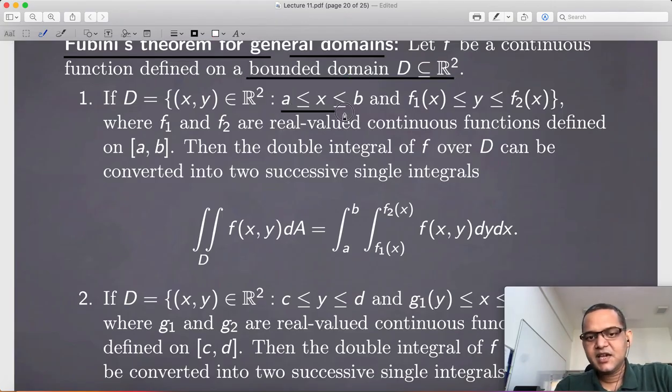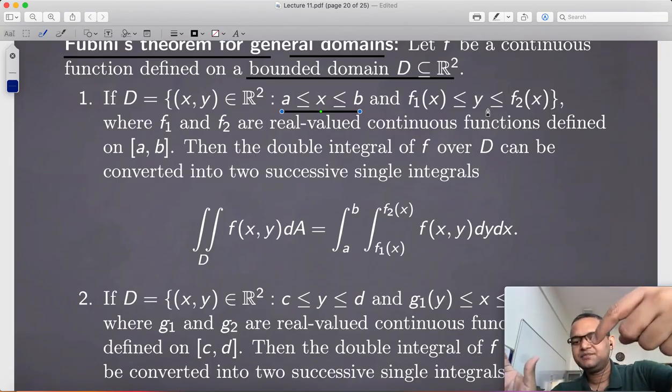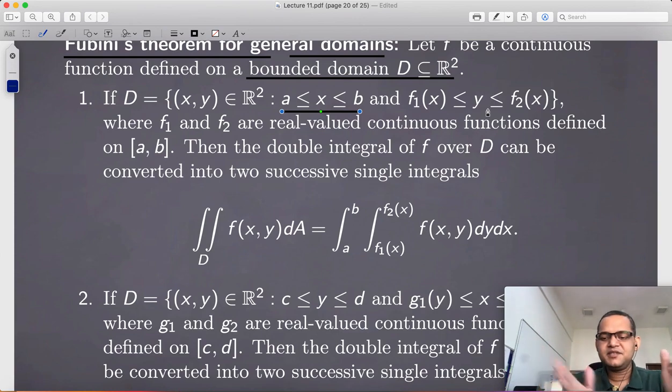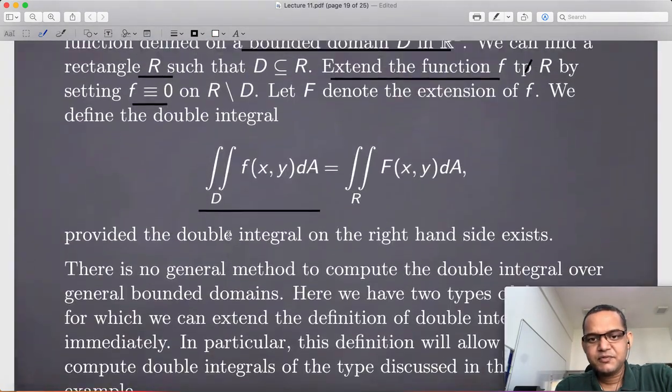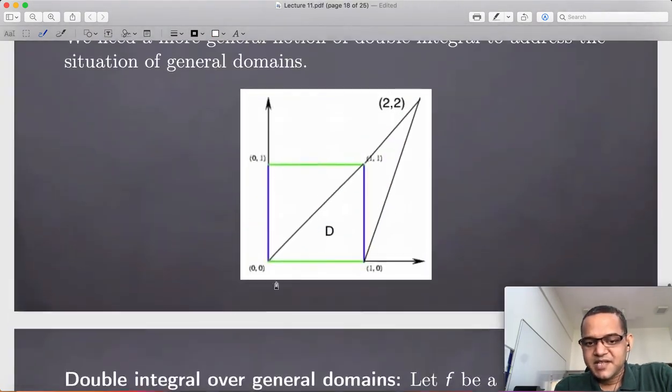It says that x varies between an interval, and y varies between two continuous functions. So one variable is varying on an interval, and the other variable is determined by two functions of the first variable, and these functions are real valued continuous functions on the domain of x. Then we can compute. So this was, if you go back, precisely the situation.